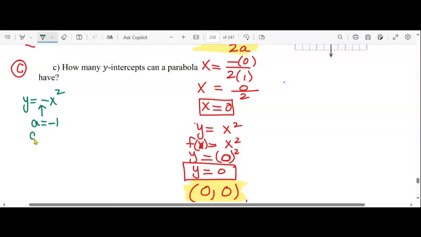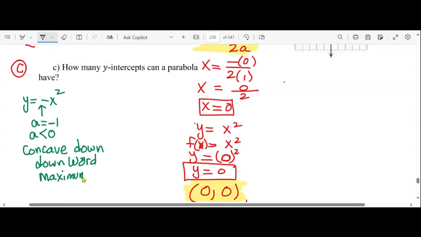-1. So here a is less than 0. Therefore, it's concave up or concave down? Concave down. So is it upward or downward? Downward. Is it maximum or minimum? Maximum. Okay, is this clear? So I got how much is a.